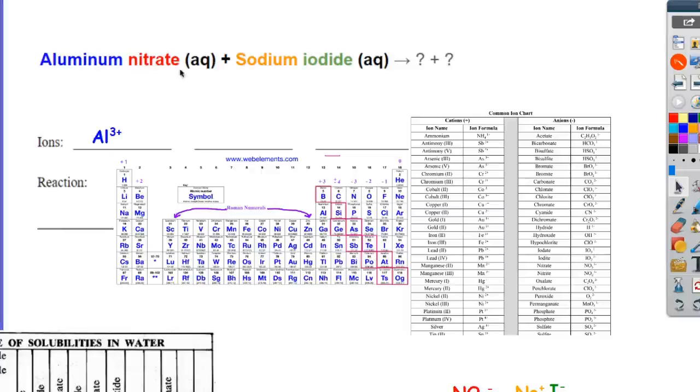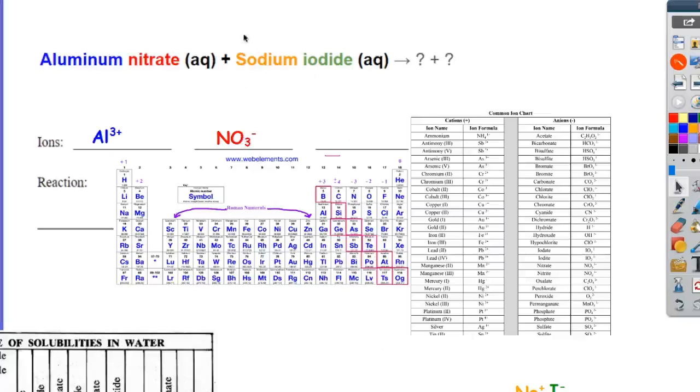Then when I look for my nitrate, it ends with "ate," so that means it's one of my polyatomic ions. So if I look down this list, there it is. Nitrate is NO3 with a -1 charge.